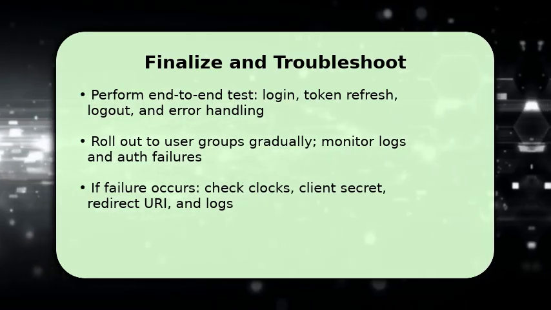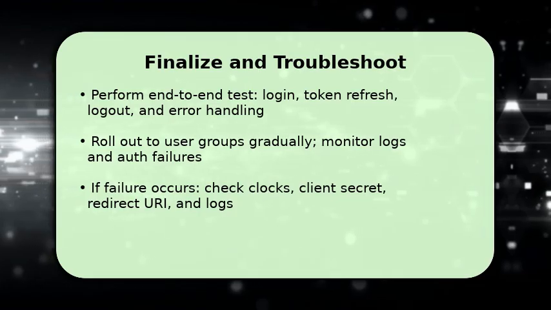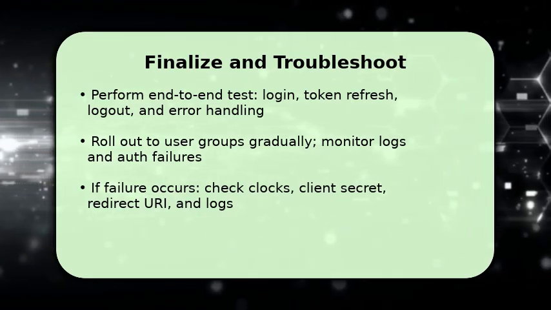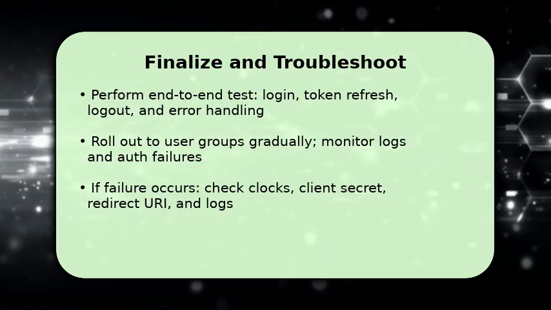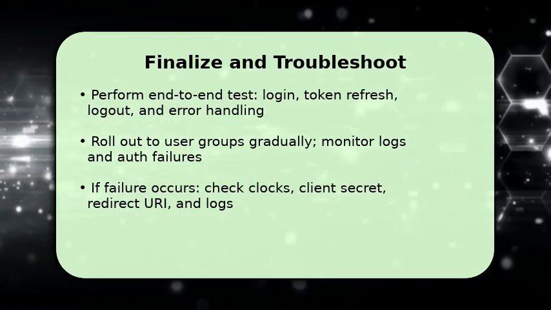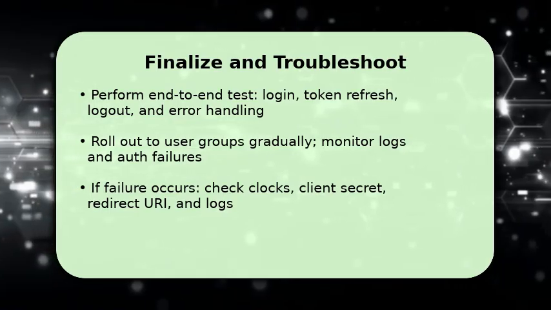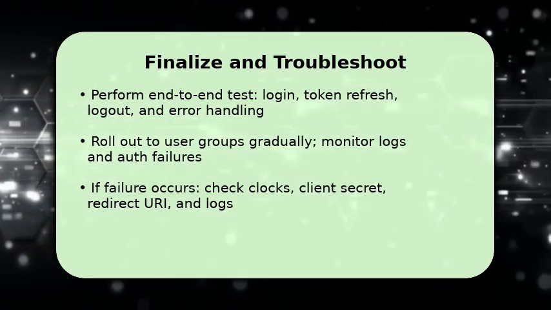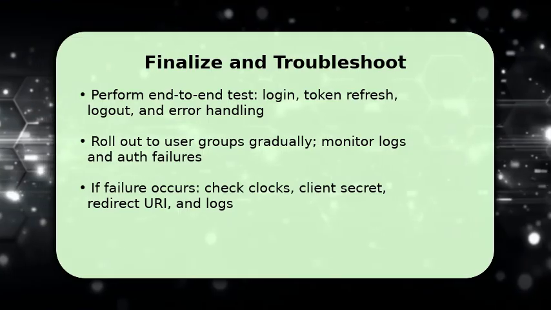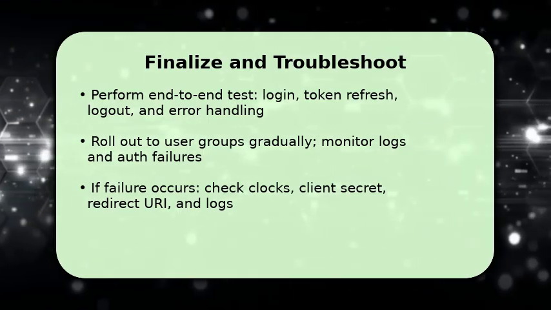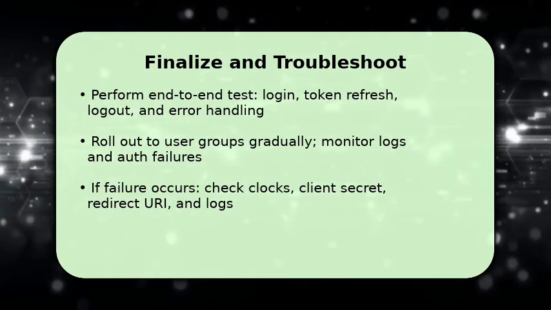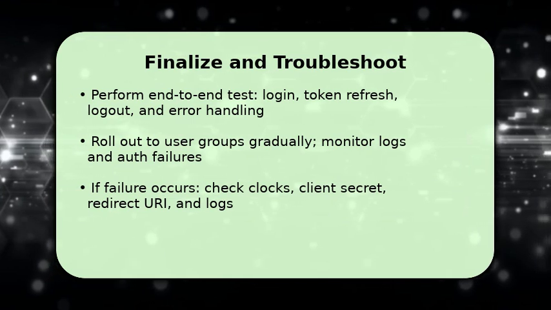Once successful, roll out to a small user group and monitor authentication logs for failures and unexpected claim values. This prevents large-scale outages. If something goes wrong, the most common fixes are correcting clock skew between servers, reissuing a rotated client secret, or updating a mistyped redirect URI. Check logs for specific error codes and iterate until the flow is reliable.